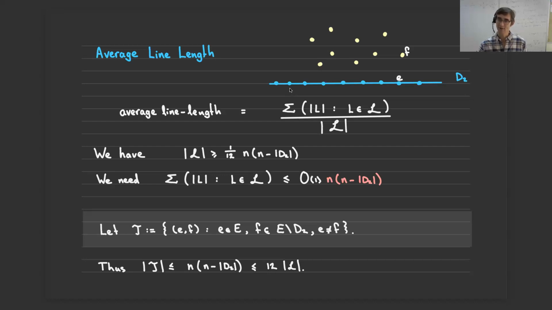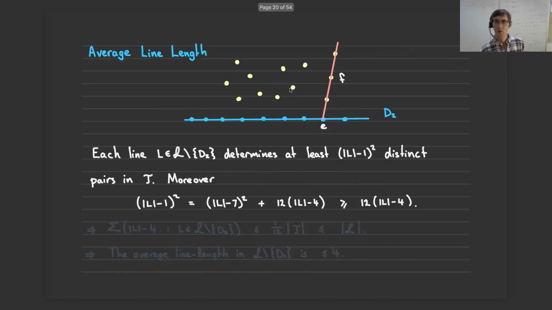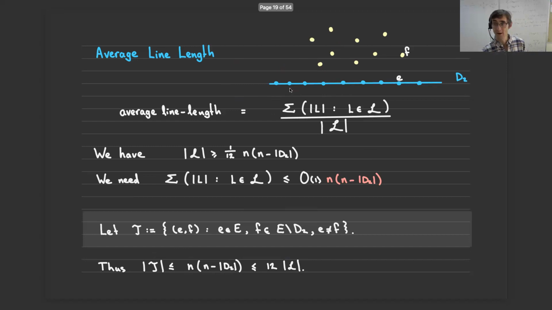And now I need to relate this set script T to the sum of the line lengths. So now I need to look at lines in L and ask how many pairs in script T do they define? Well, the long line doesn't contribute any. The long line is exceptional. I can't choose a point for F, because all my points in my longest line are in the longest line. So the longest line is exceptional.